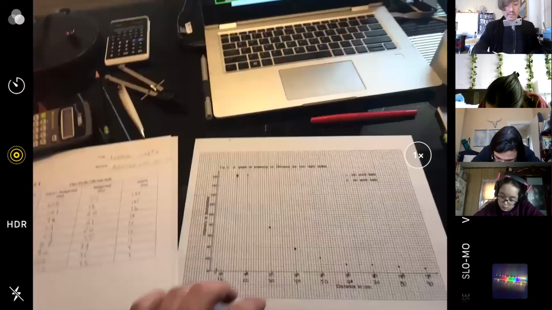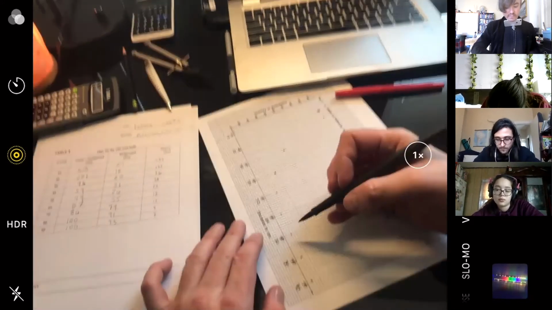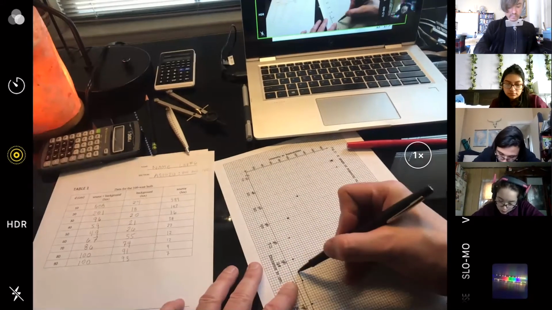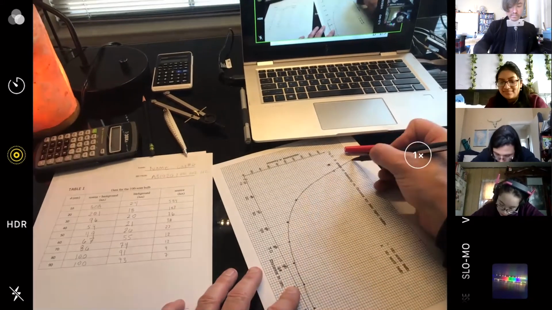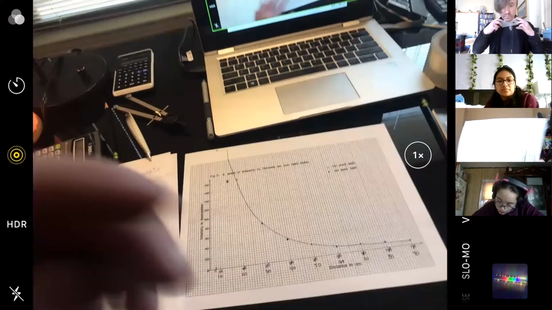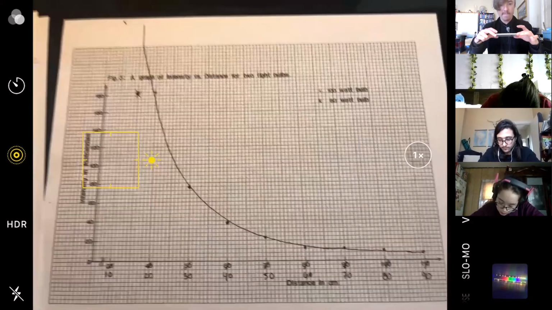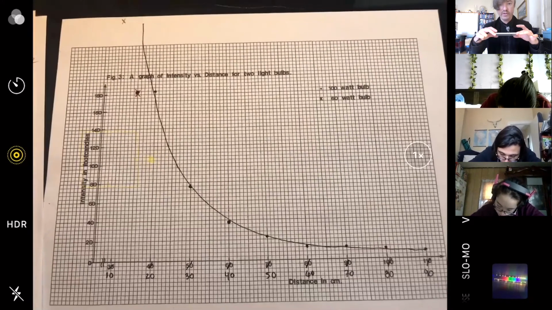Okay, let's see if we can make a best fit graph. I'm going to try to hold this in my chin. We want to connect the dots smoothly. It's not too bad, actually. Let me focus. You guys see that? Can you do that?